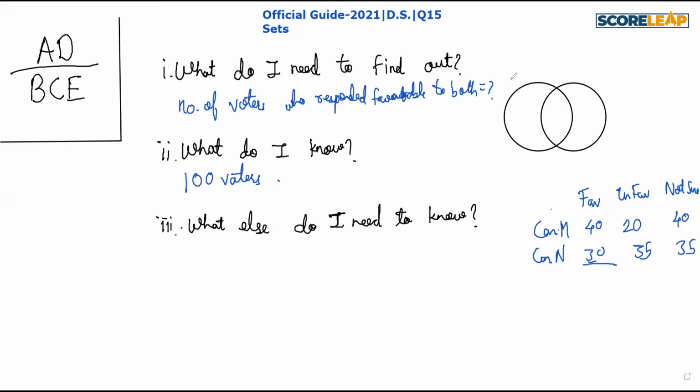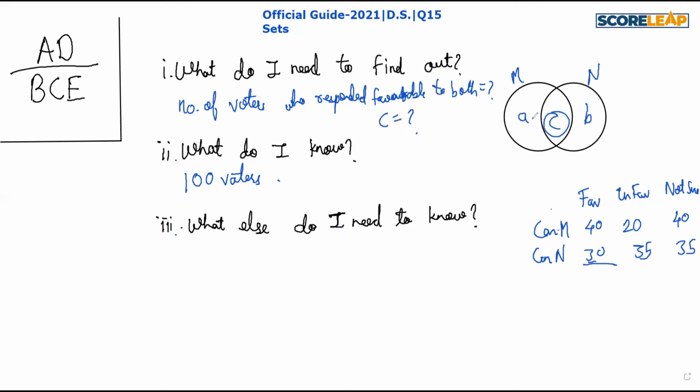Let me make this figure. So this is the number of voters who responded favorable for candidate N. These are the number of voters who responded favorable for N. So let me take this as A. These are the number of voters who responded favorable to only M. These are the number of voters who responded favorable to only N. These are the numbers who responded favorable to both of them, both M and N. So this is the value that we want to find out. So C is equal to question mark.